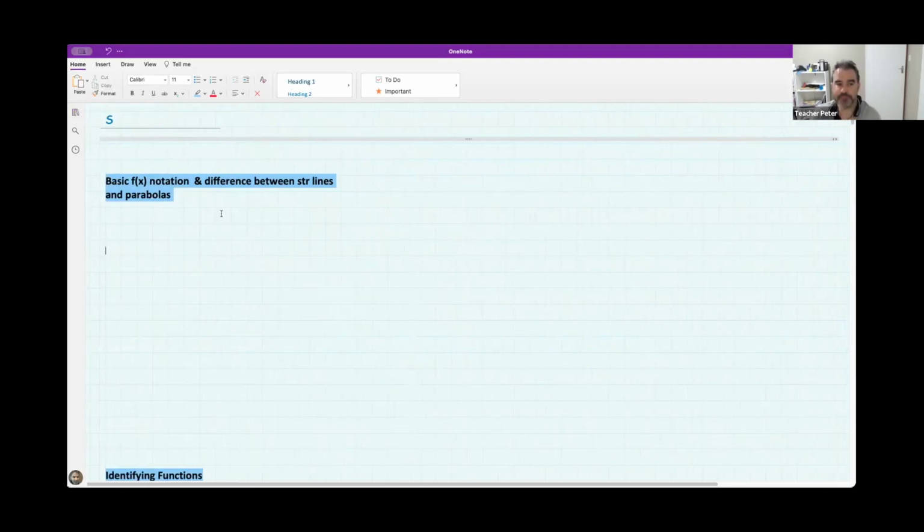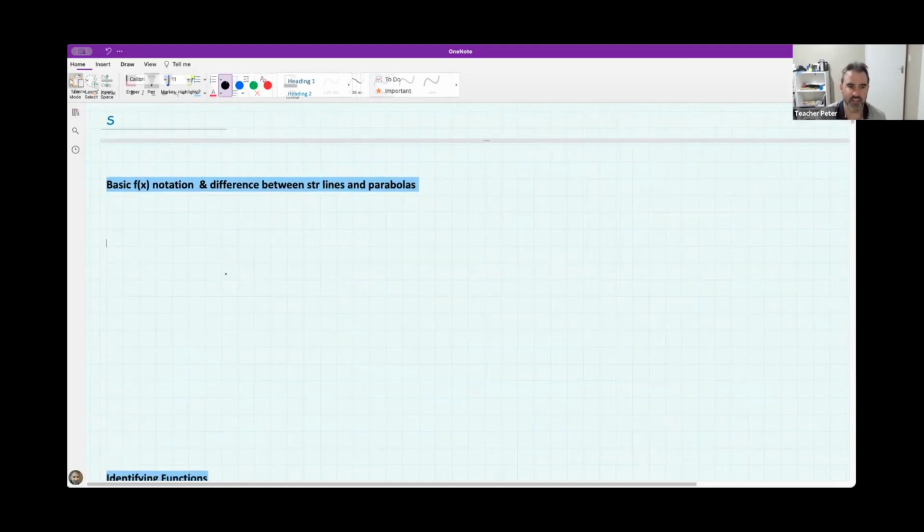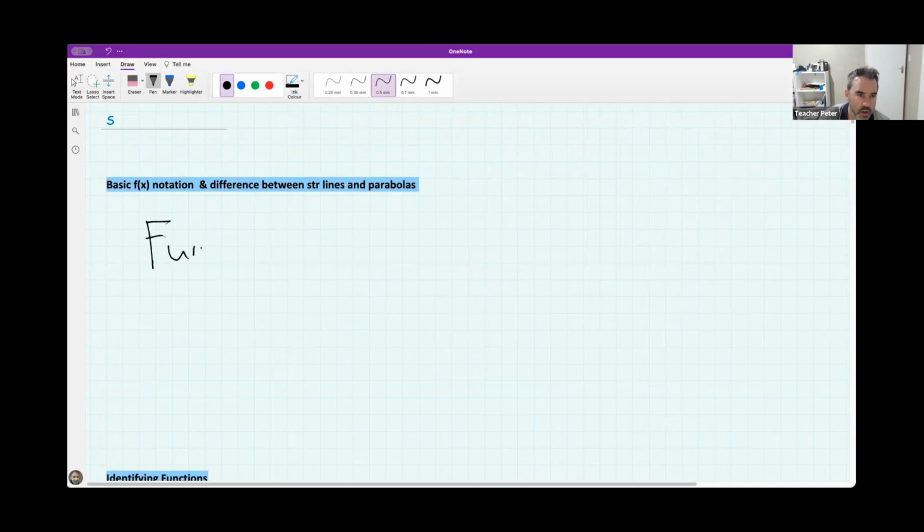Let's start with the new topic, which is functions. And I want to know in the chat, how many of you have started functions at school? So yes, if you have, no, if you haven't.